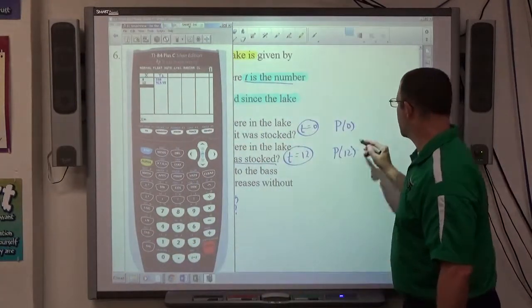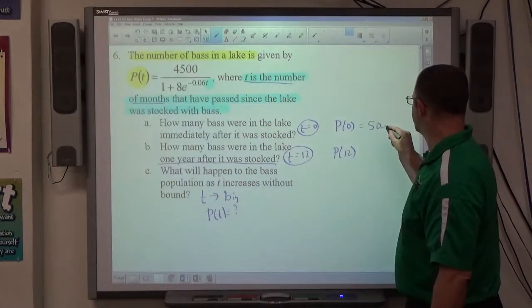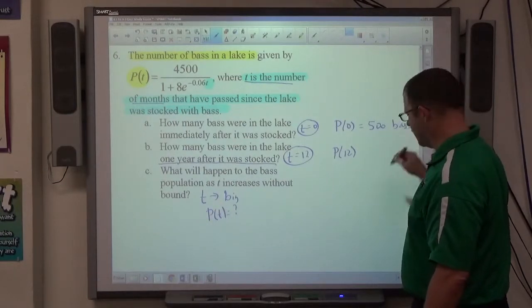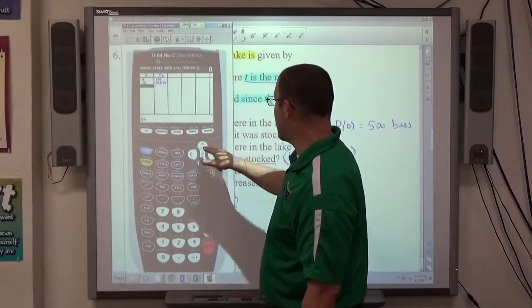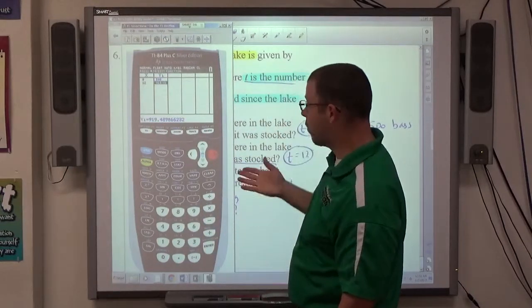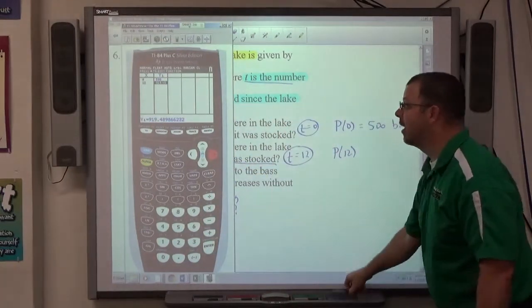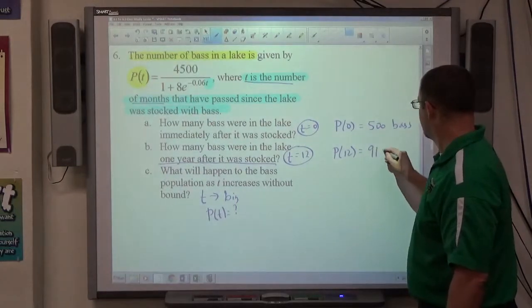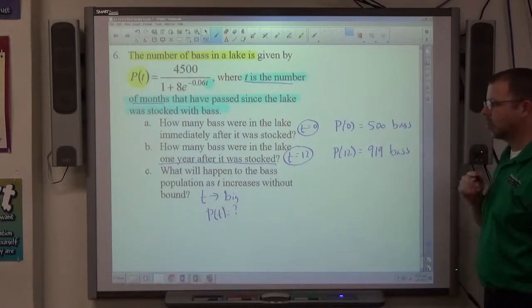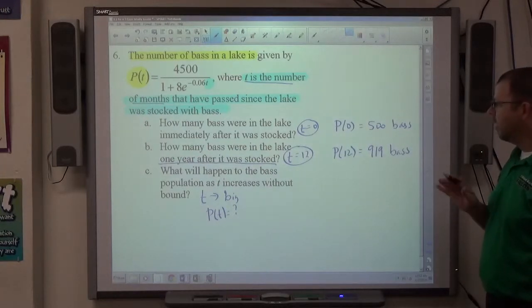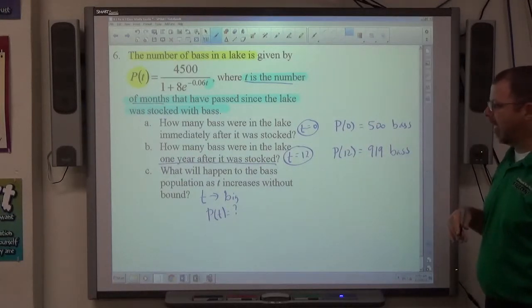And we can see there are 500 bass initially, and there's 919.4898. So let's go 919 bass after 12 months, or 1 year. Round to the nearest whole number when you're dealing with animals.